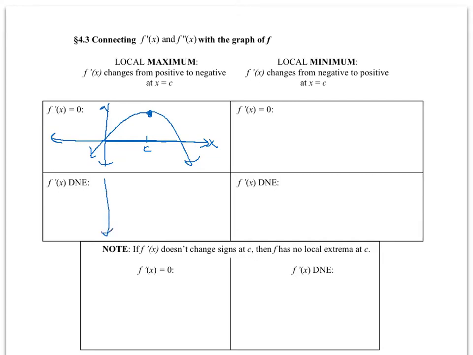Now, the only difference is if your derivative does not exist there, you may have a graph that has a cusp or a corner, but either way, you still have to have a positive slope to a negative slope. That would also indicate a local maximum. Now go ahead and do the local minimum and check your answers.